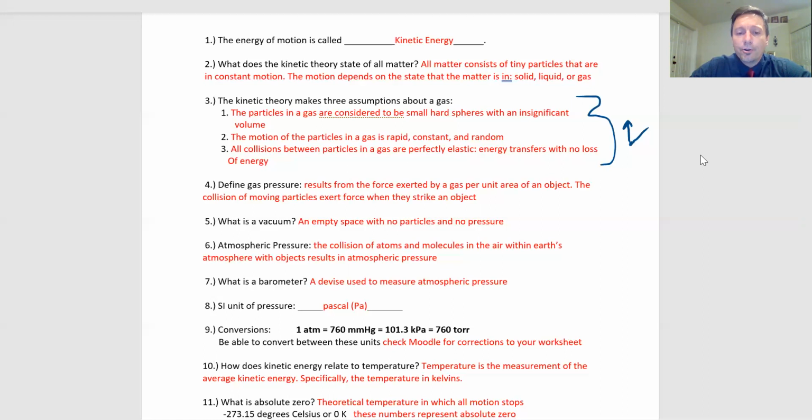Number 7, a barometer. A barometer is a device that is used to measure atmospheric pressure. Now, they're not that common anymore. You've probably seen barometers in your grandparents' home, but nevertheless, they measure atmospheric pressure. And how does it do that?